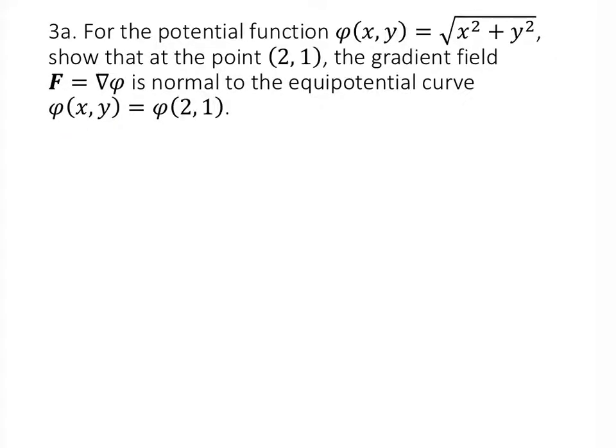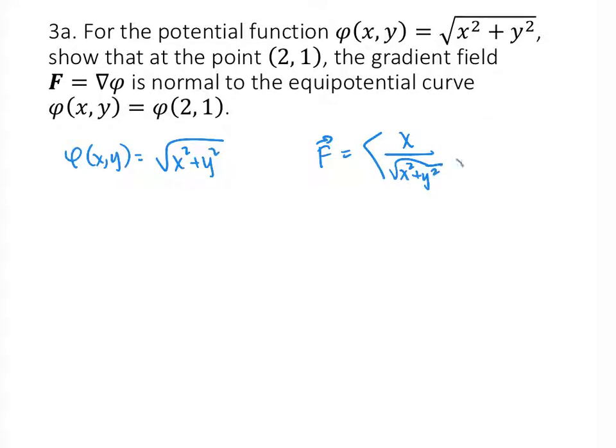Now that we have that vector field, what we want to show is that the gradient field is normal to the equipotential curve, which is just a level curve of this phi function at the point 2, comma 1. So we've got our function phi of xy, which is the square root of x squared plus y squared, and we've got our vector field f, which, as we figured out in the previous problem, is x over the square root of x squared plus y squared, comma, y over the square root of x squared plus y squared.